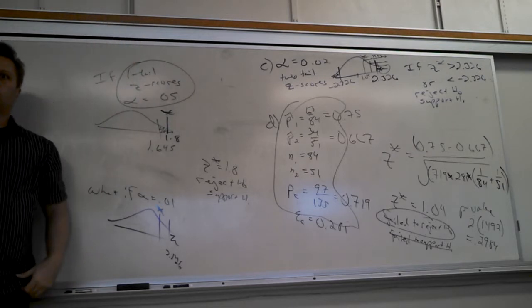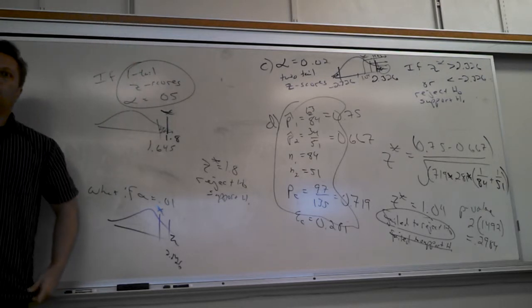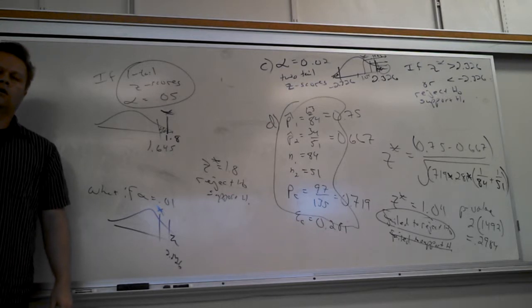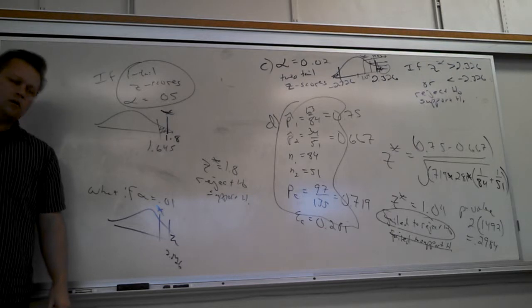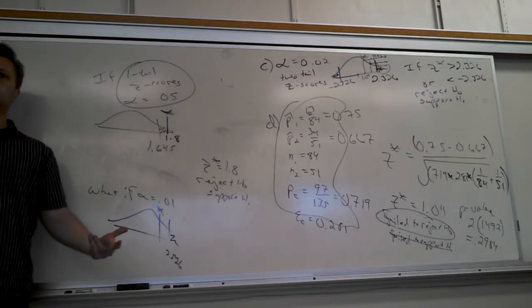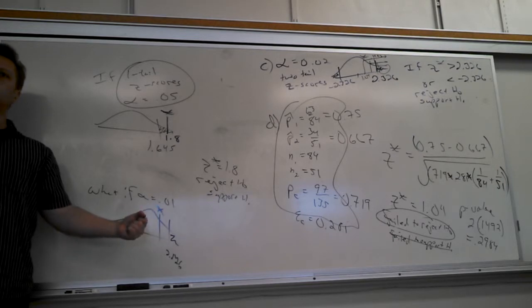Yes? So it doesn't matter if the claim falls in the null or the alternative. If your Z star falls in the rejection region, you would just put reject H0 and support Ha. Either one, all the time. It doesn't matter if the claim is in the null.